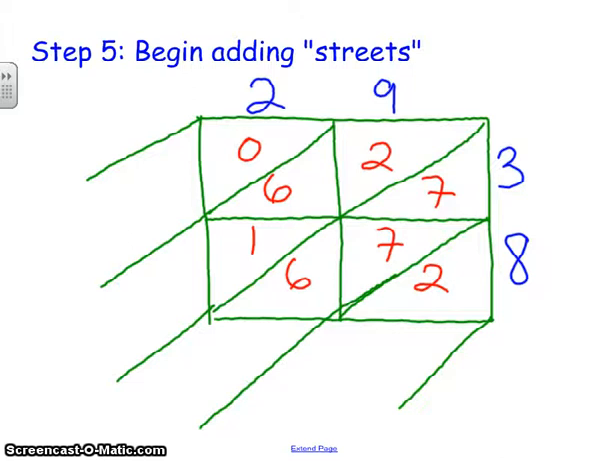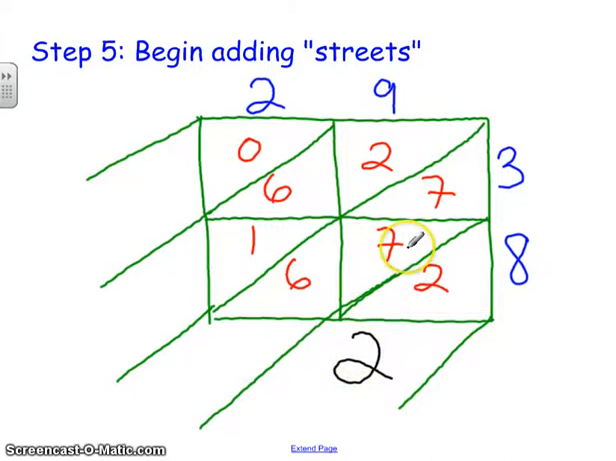So each street has red numbers. So we're going to use these numbers and we're going to add them together. So let's take a look at the very first street. The only red number on this street is 2. So therefore, right here in this street, there is only the number 2.